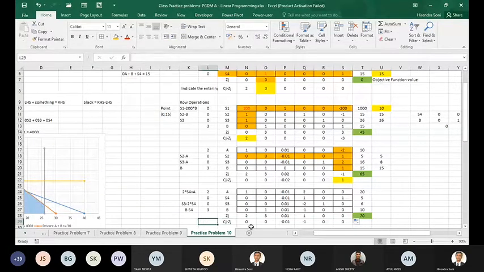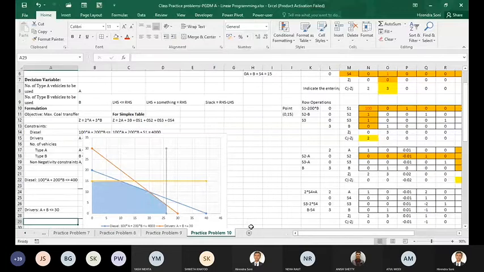Now what we do is normally what would be even asked during the examination, you will be required to solve this using solver.